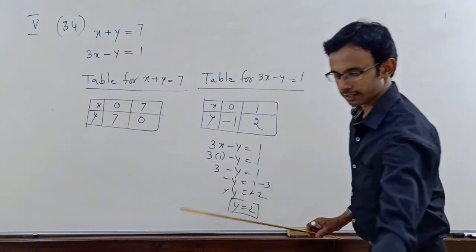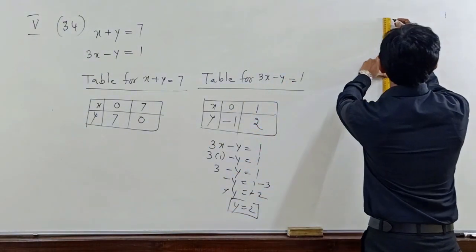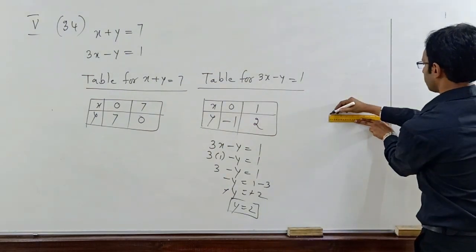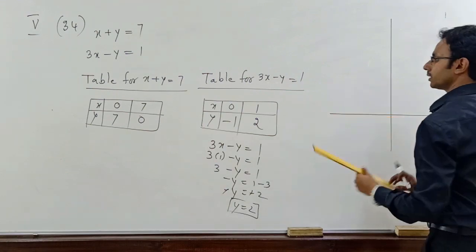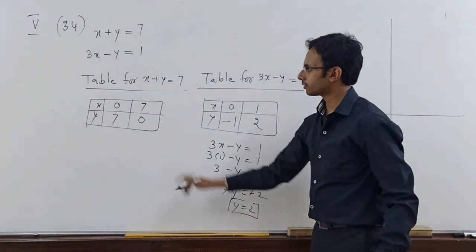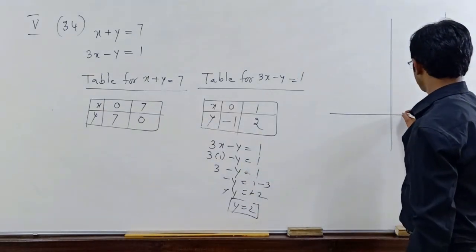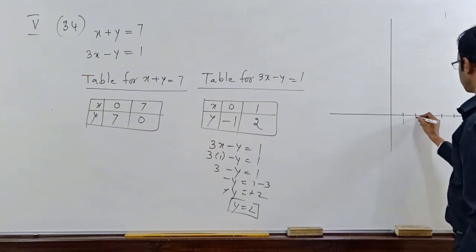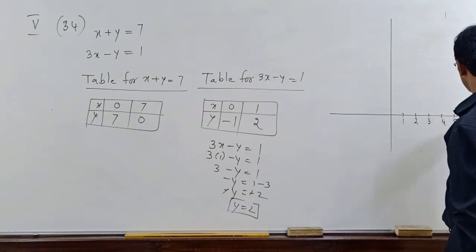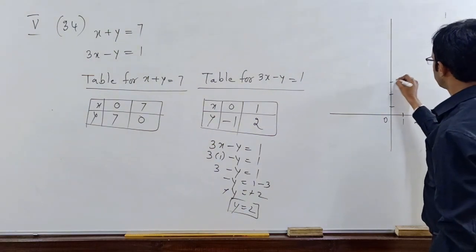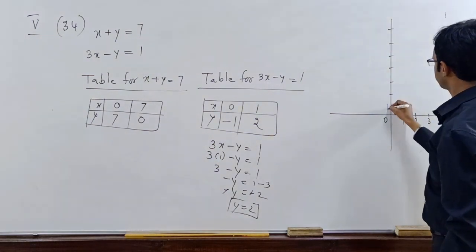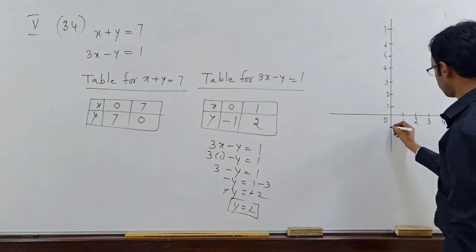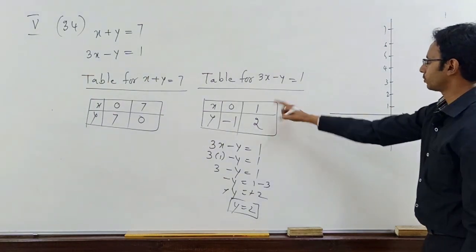But when it comes to graphing, 2 points are enough for drawing a graph. So here you have to go for x value up to 7 and y value also till 7. 1, 2, 3, 4, 5, 6, 7. Just a rough sketch. 1, 2, 3, 4, 5, 6, 7. When you see here, y value goes till minus 1 and x value till 1, which is already there.